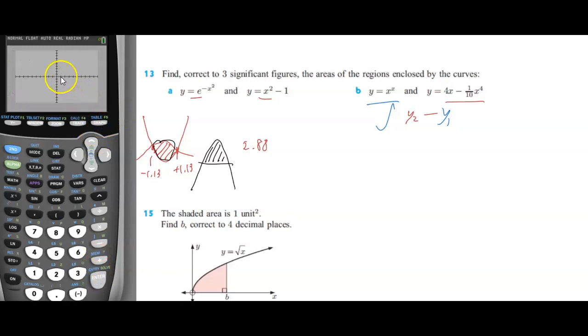Now I'm going to integrate under the black function like I did before. Oh, I forgot to do the intersection points, darn it. Okay, let me go back. I need to do the intersection. I need to find the limits, right? I'm going to turn off y3. And now I'm going to find the intersection points between the blue and the red function.